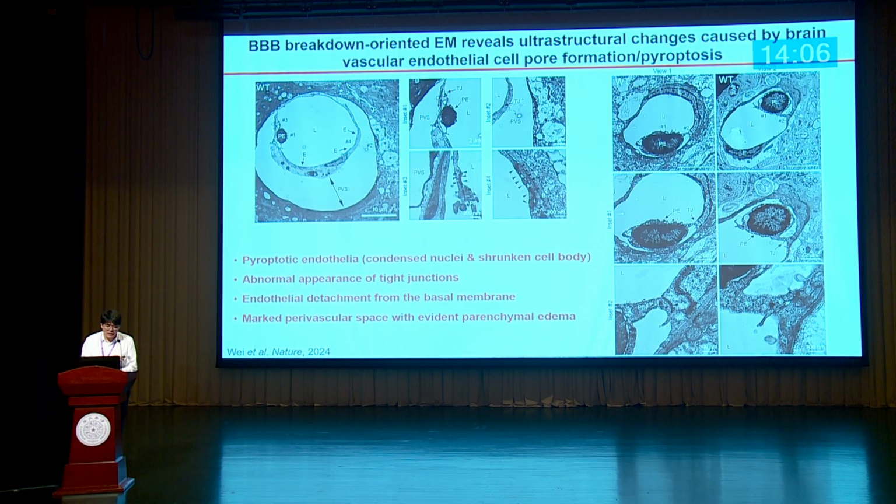We first used electron microscopy to examine the structure of the blood-brain barrier. You can see this is a large artery vessel in the brain, and the endothelial layer is already detaching from the basal membrane, and the dark nuclei are those cells undergoing pyroptosis. The cells shrink, with condensed nuclei and a shrunken cell body, and of course the tight junction will be disrupted. So we can clearly see the disrupted BBB structure in the LPS-shocked mice, and all those endothelial cells have dark nuclei.